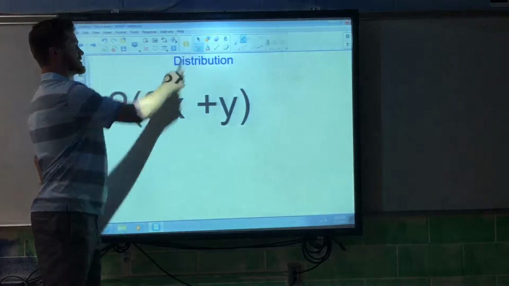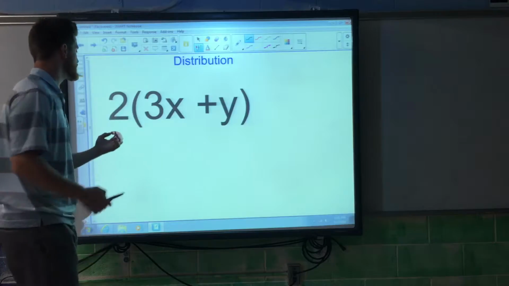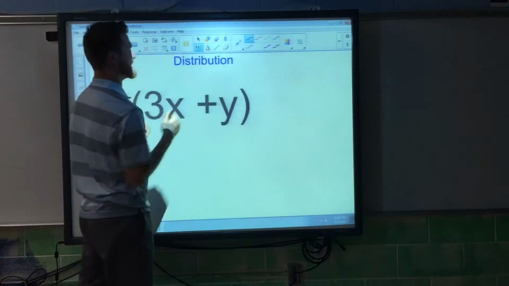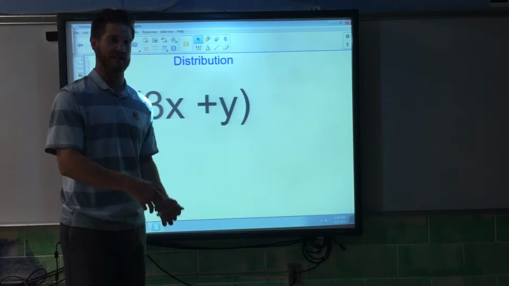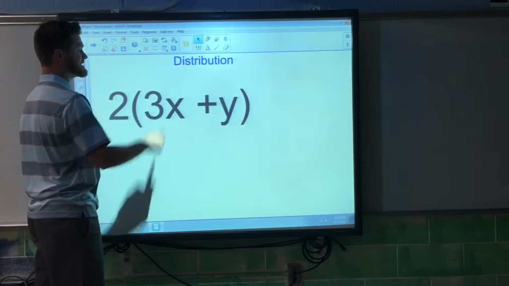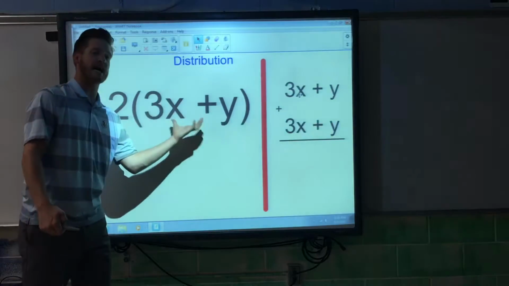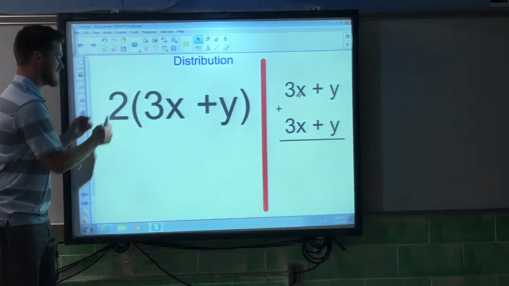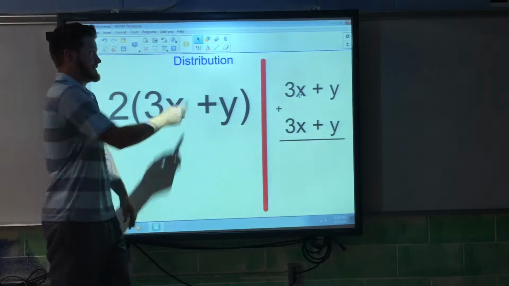Moving on to distribution. We distribute these terms when there's a number directly outside a set of parentheses. Now, we know that multiplication is just repeated addition. So when there's a number outside parentheses, another way to think about it is just adding what's inside the parentheses this many times. So this is the number 2, so it's going to be 3x plus y twice. That means we can add these.